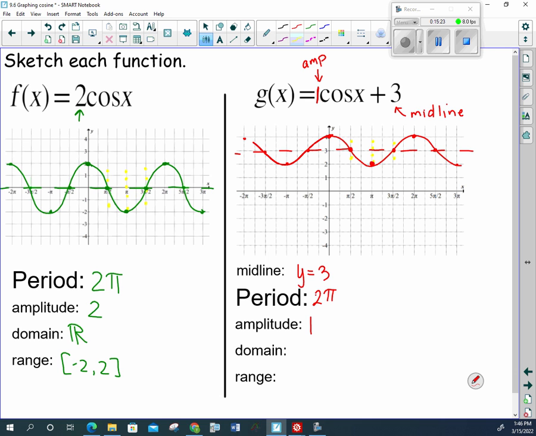And there we go. There's another cycle. So there's our cosine curve. So domain is all reals. And the range is from 2 to 4.